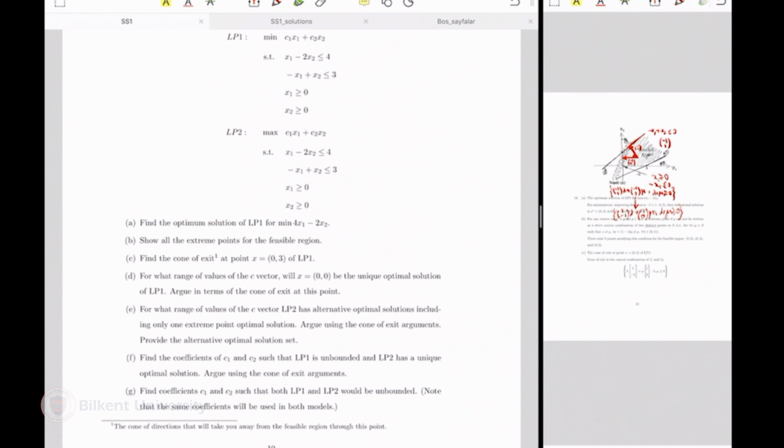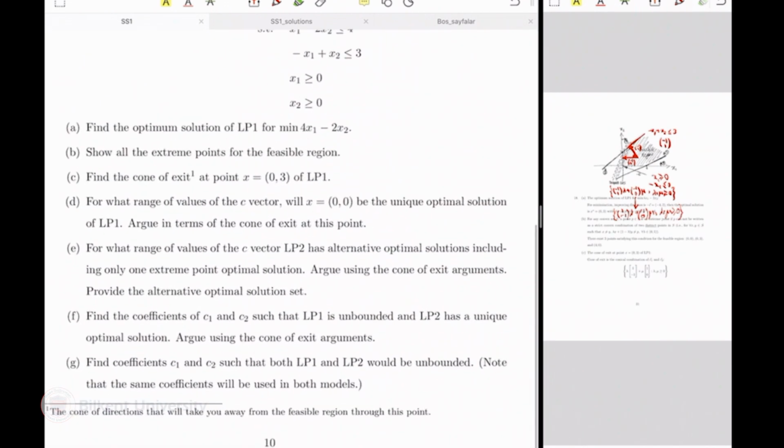Part D is not specifying the word cone of exit, but the thing that it wants is the same as the cone of exit idea. Part D is saying, for what range of values of C vector, which is the objective function direction, for problem LP2, point 0, 0 would be the unique optimal solution of LP1.